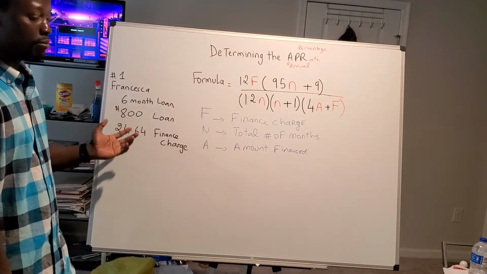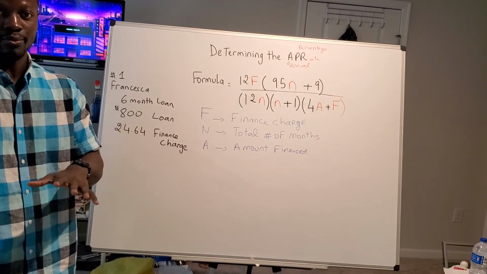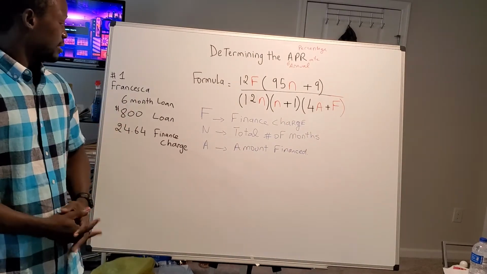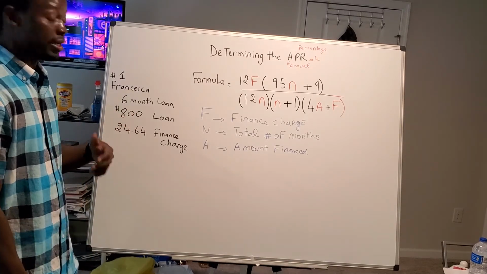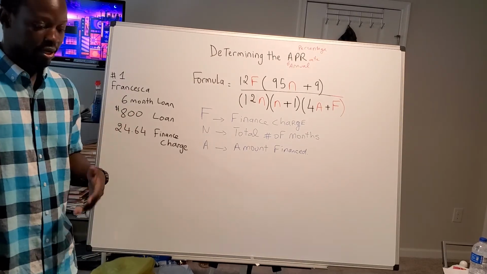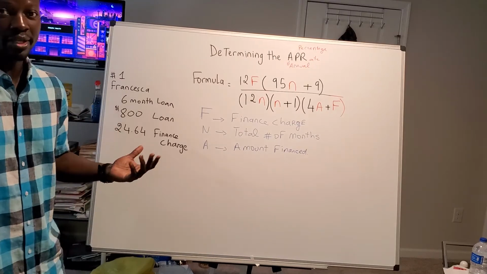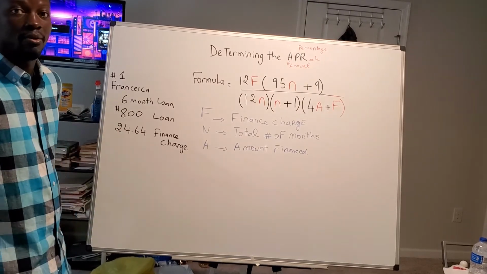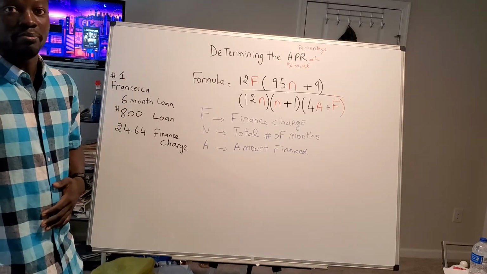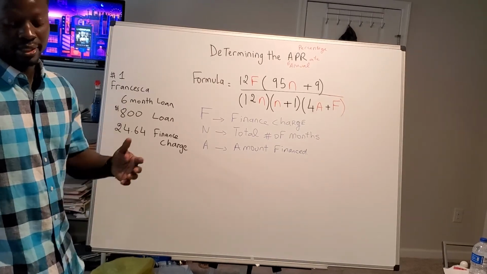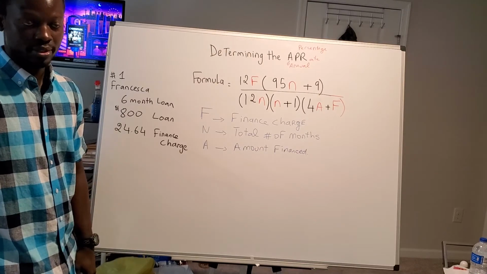All right, this is problem number 1. The first one I did was example 1, but this is problem number 1. Francis Carr took out a 6-month loan, $800. It's an $800 loan, and the finance charge is $24.64. Like I said, if the finance charge is low, you can know that it's going to be less than 20% rate. Usually over 20% is just outrageous.